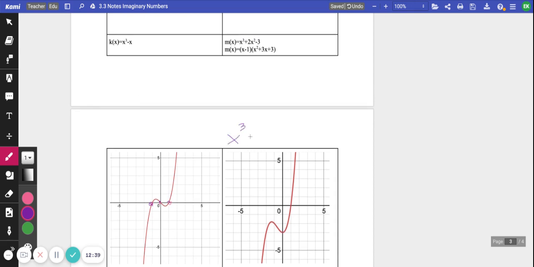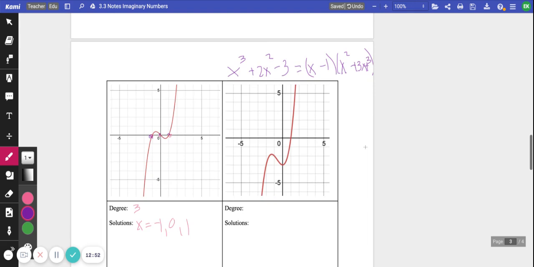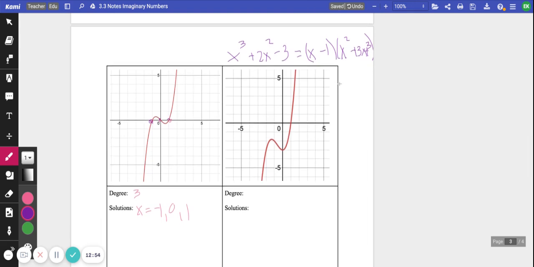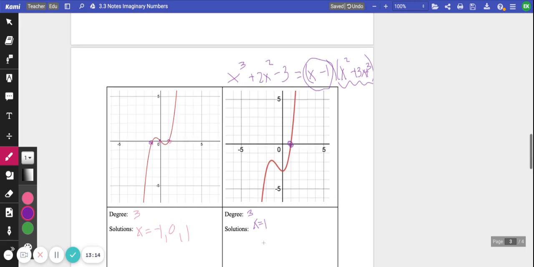This is x cubed plus 2x squared minus 3. Or I could say it's x minus 1 times x squared plus 3x plus 3. And so if I'm looking for my solutions, I'm like, where does each of these equal 0? Well, right here, x minus 1 equals 0 when x is 1. So we can see one solution, but I don't see it cross the x-axis anywhere else. So I need to take my polynomial and solve. So our degree is 3. I have one solution, x equals 1. I need to find the other solutions.